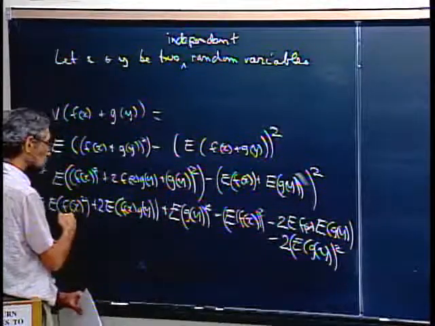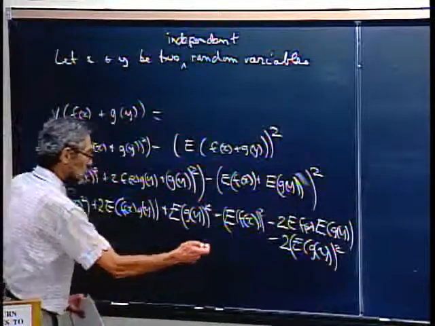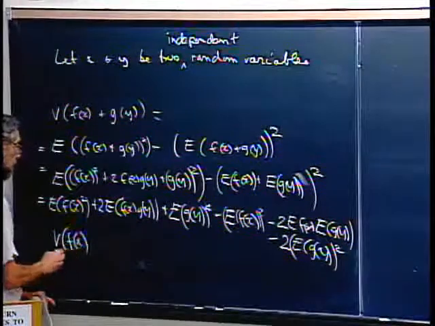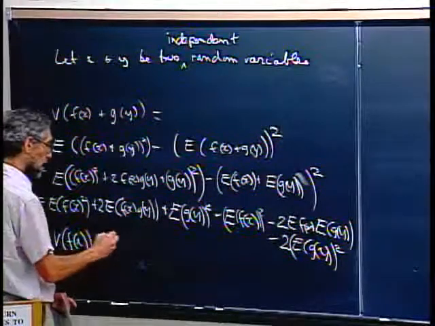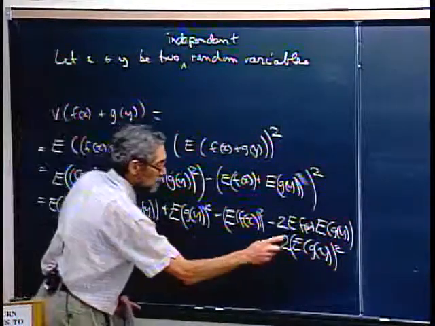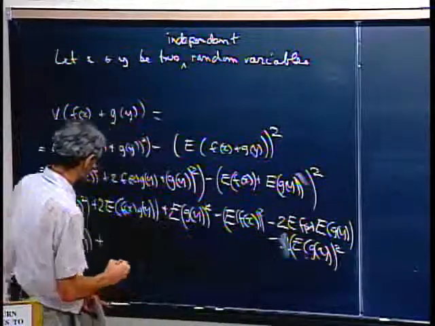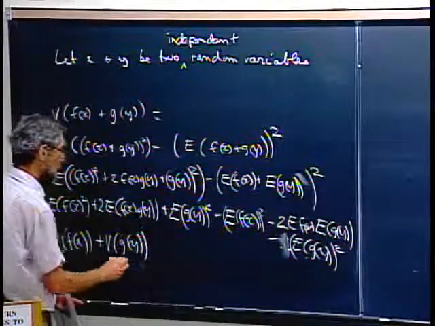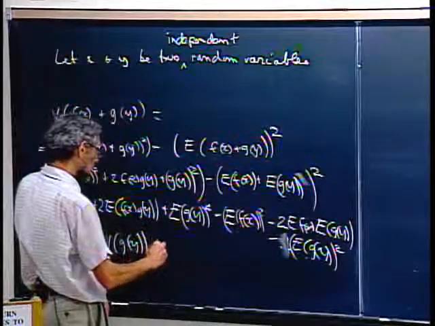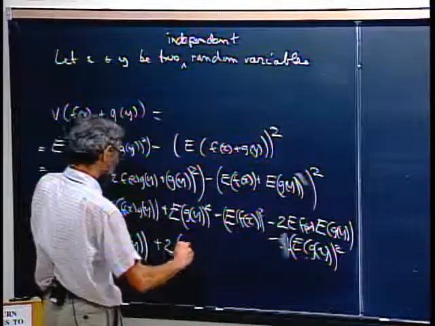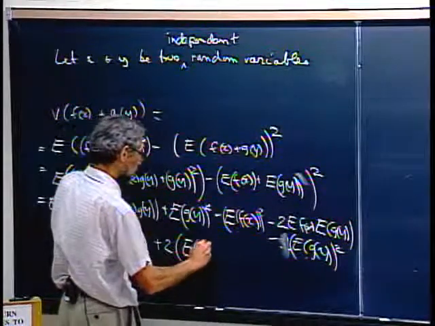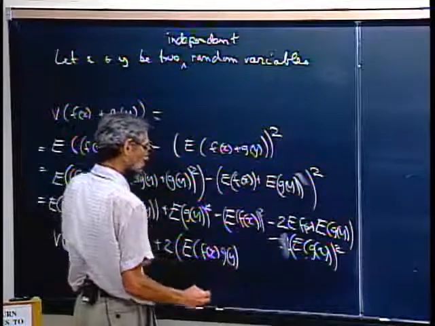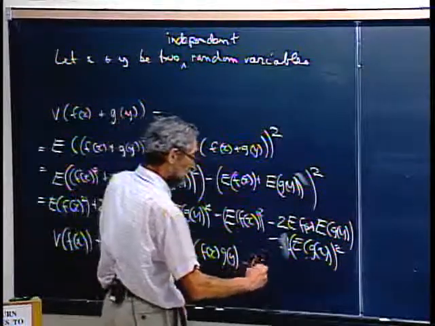Because this term minus this term is the variance of f of x. And this term minus, there's no 2 there. This term is the variance of g of y. But what I'm left with is twice the expectation of the product minus the product of the expectations.